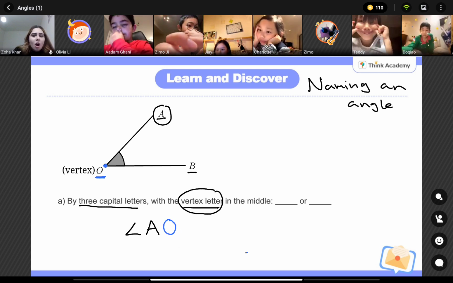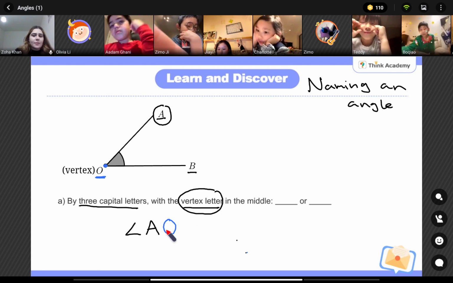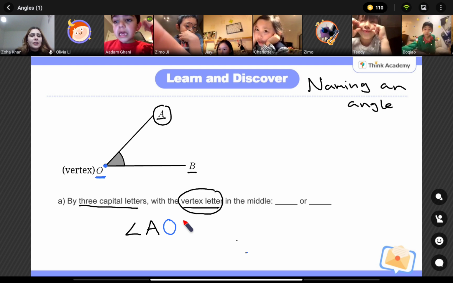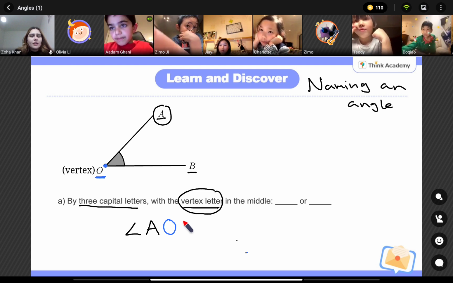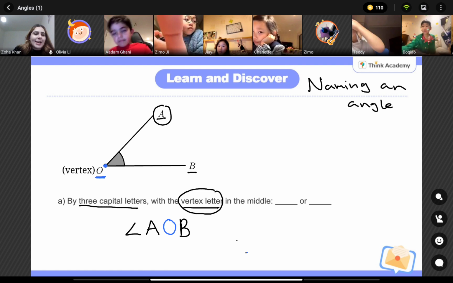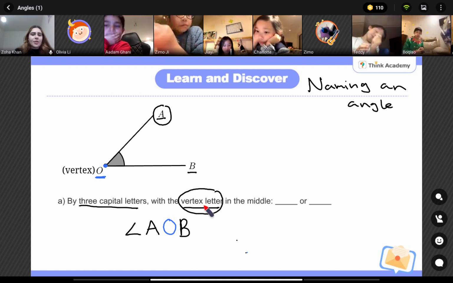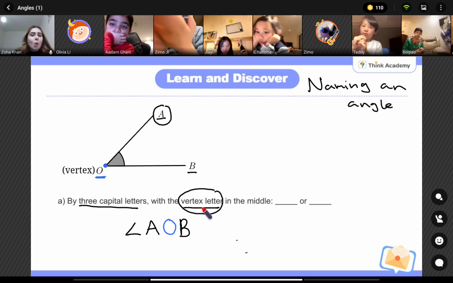So O, the vertex letter will always go in the middle. And then after the O, what will go next to that, Arden? So we've got A, O, and? B. Good, B, very well done. So that's one way we can name that angle. A, O, B. Remember, the vertex letter will always go in the middle.